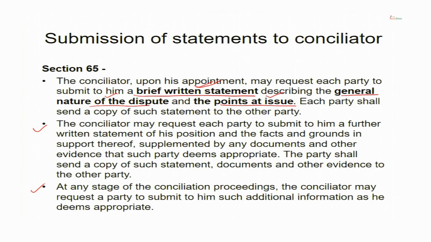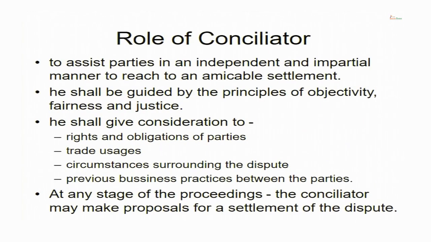The next aspect is section 67, that is role of conciliator. We by now understand what the conciliator is supposed to do. It has been written again in section 67 more clearly. A conciliator has to assist parties in an independent and impartial manner. We have already understood the meaning of these two terms, independent and impartial manner, to reach an amicable settlement. That is the main role of conciliator.